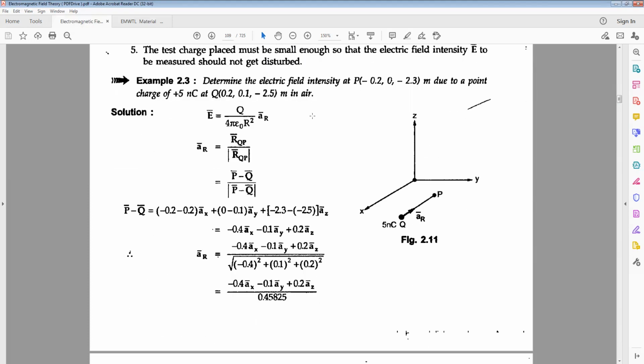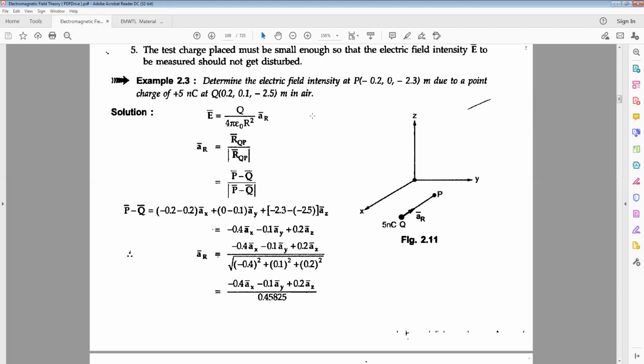So determine the electric field intensity. Now they are asking for the electric field intensity. The last two examples are to find the force exerted on Q due to the four charges placed surrounding Q. And the total force Ft bar is equal to F1 bar plus F2 bar plus F3 bar and F4 bar.